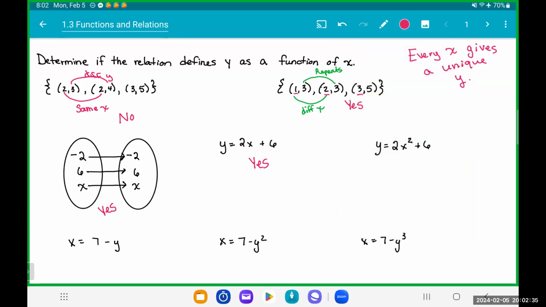And then here, if I put in 1 squared, that gives me a value. If I had negative 1 squared, it gives me a unique value. No matter what I put in for x, I'm only going to get out one value for y. So that is also a function.